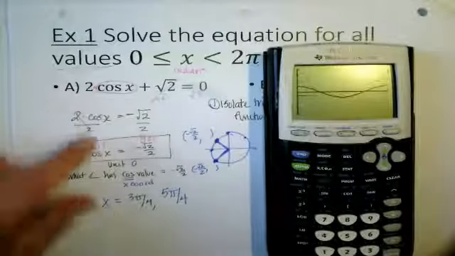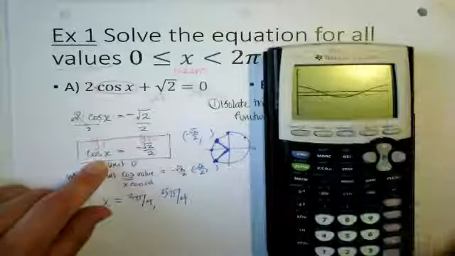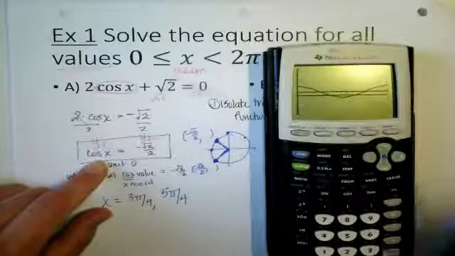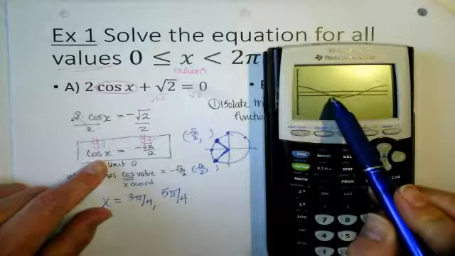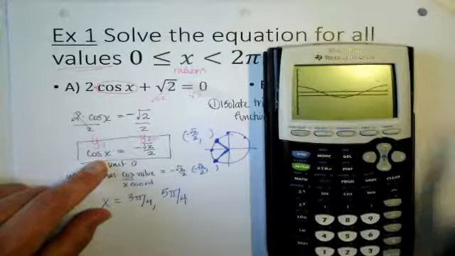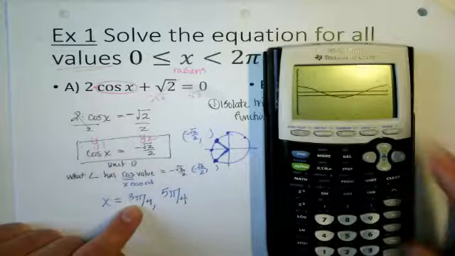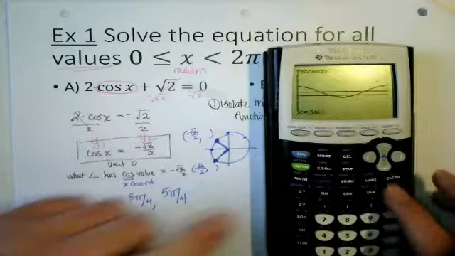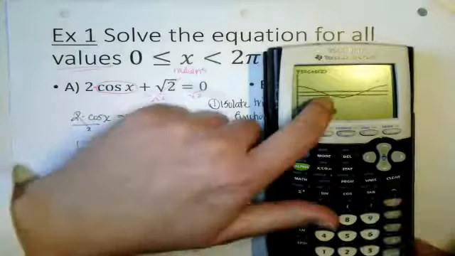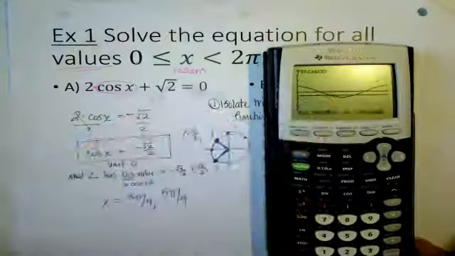So there's our cosine curve, right? High, middle, low, middle, high. And here's where it's intersecting negative radical 2 over 2. You can see there's 2 solutions. So what I can do is I can actually trace and type in 3 pi over 4. And hopefully Tinkerbell is going to land right where that intersection is.